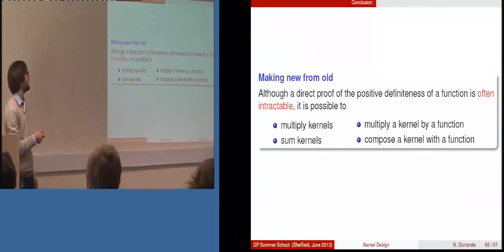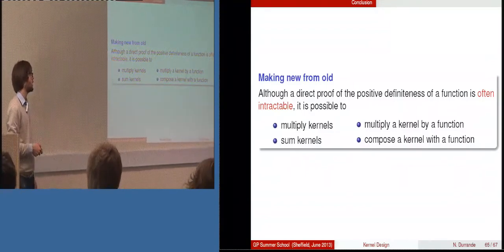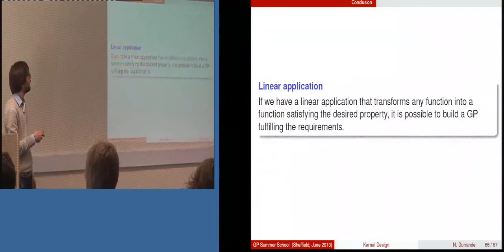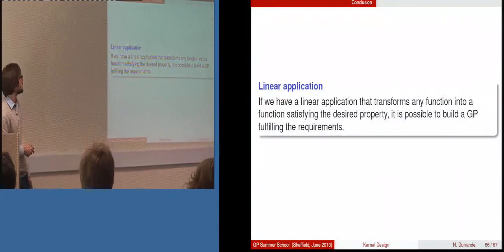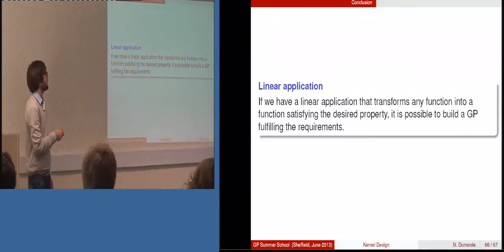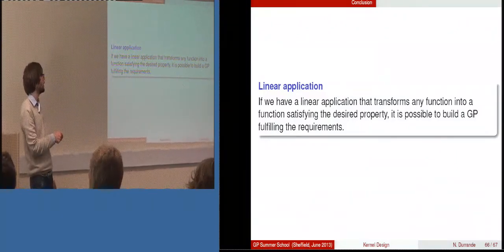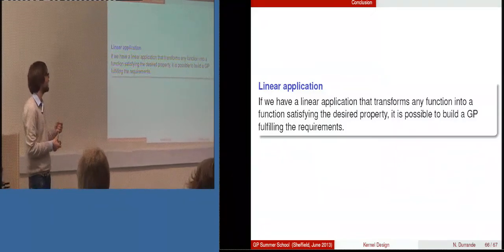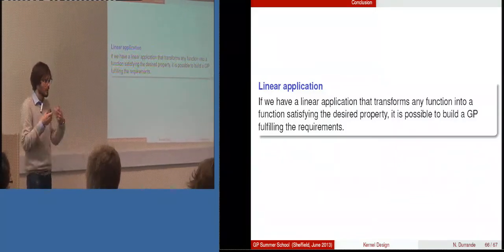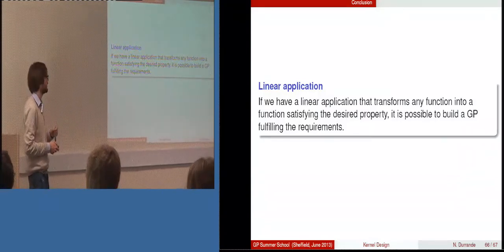That's a way to avoid proving that a function is positive definite: just modify the usual ones. Here you've seen the multiplication, the sum, the multiplication by a function, and the composition, and there are other ones that I haven't discussed here. And there is the effect of a linear operator. If you have a linear operator that transforms any function into a function that satisfies the desired property, then you can build the Gaussian process that is well suited for your problem at hand.